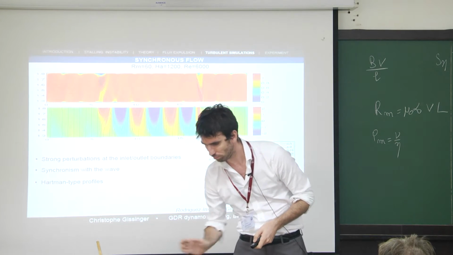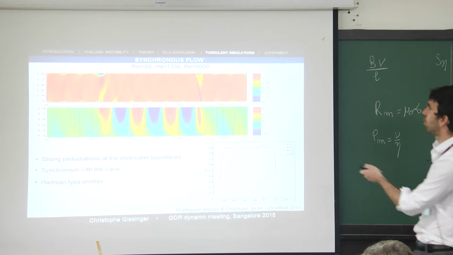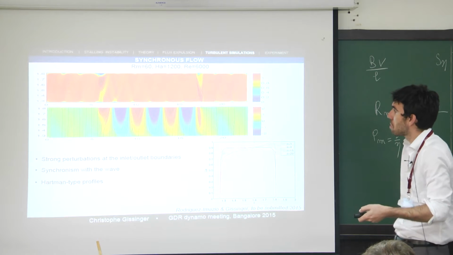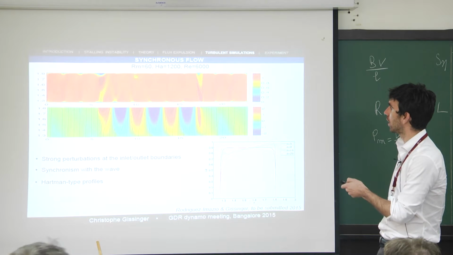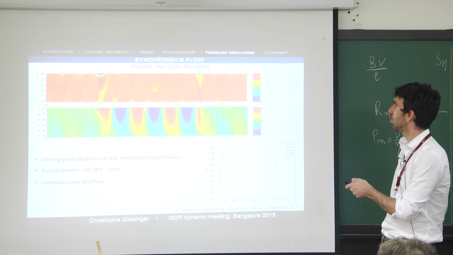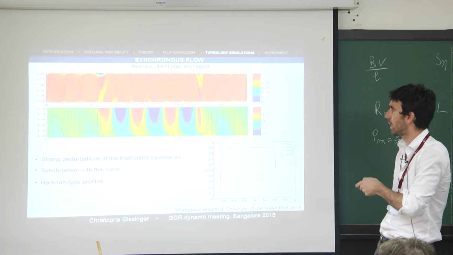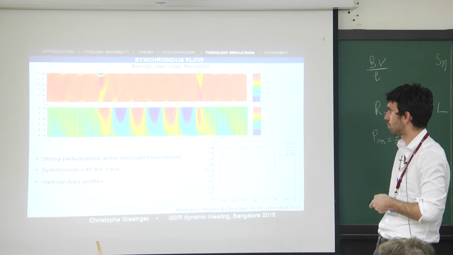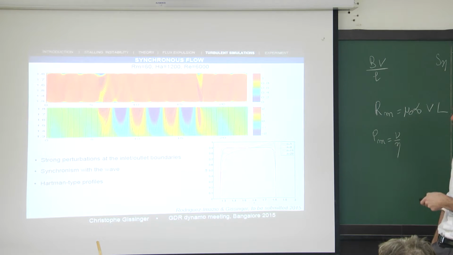So this is, for example, what we observe at low magnetic Reynolds number, for Reynolds number now 6,000. Quite similar to what you've seen for the laminar simulation. We have synchronous flow, very homogeneous, except here where we have the inlet-outlet effects of the finite size of the pump. And the profiles are still very close to a Hartmann profile.